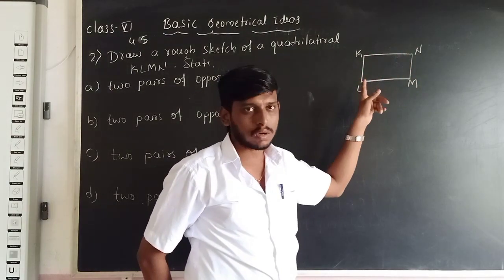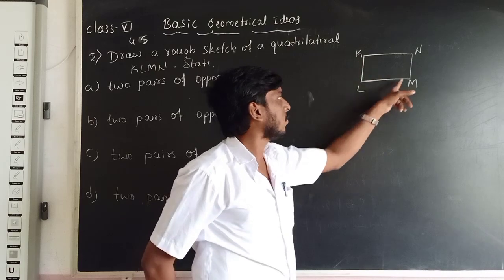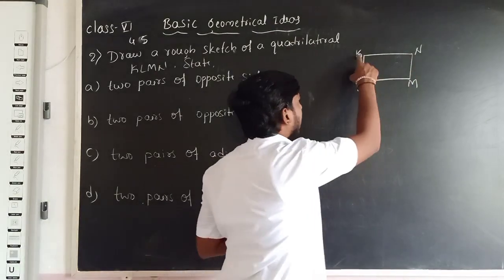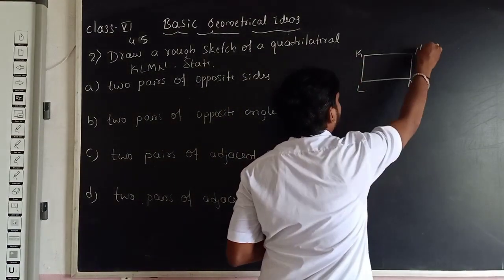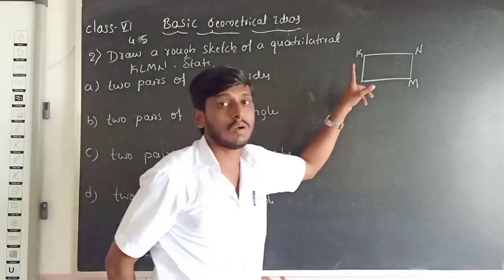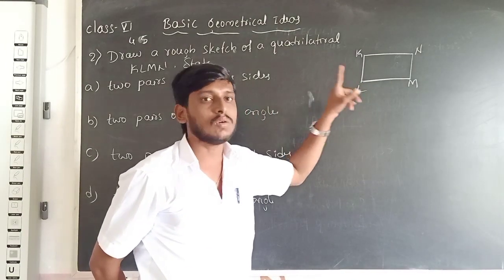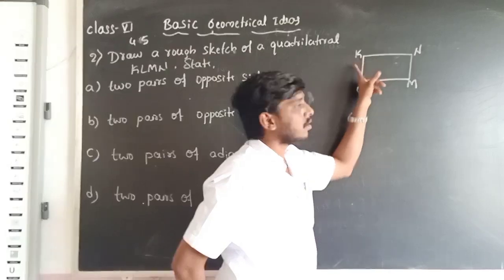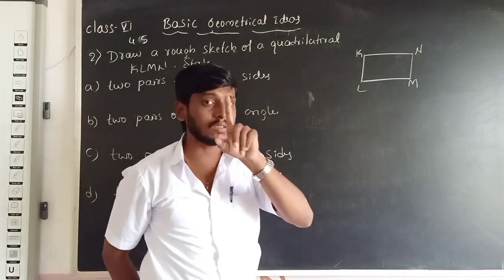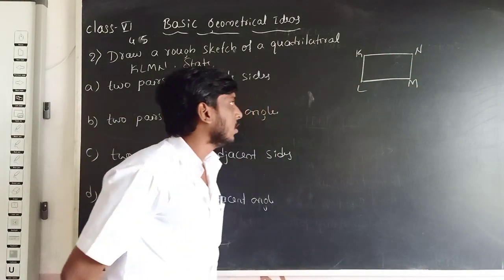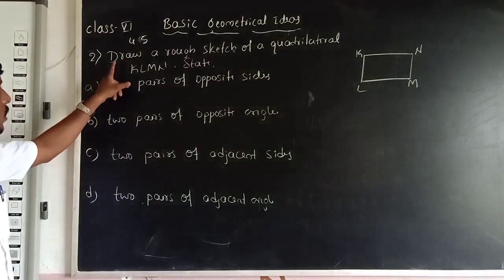So here, clockwise or anti-clockwise. If you write K, L here, M here, N here, that is the wrong process. So either you go in the clockwise direction or the anti-clockwise direction. This is also one of the important points. Okay, so next, what is the first question?